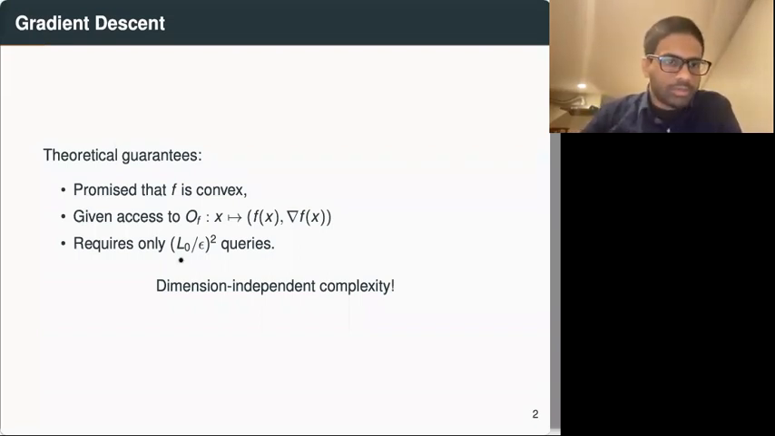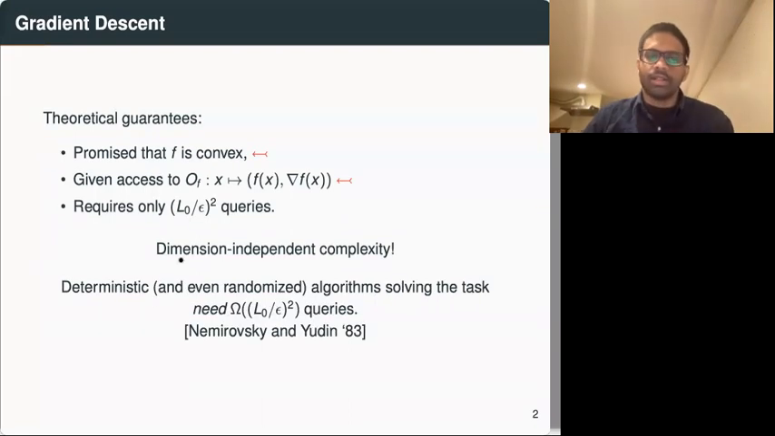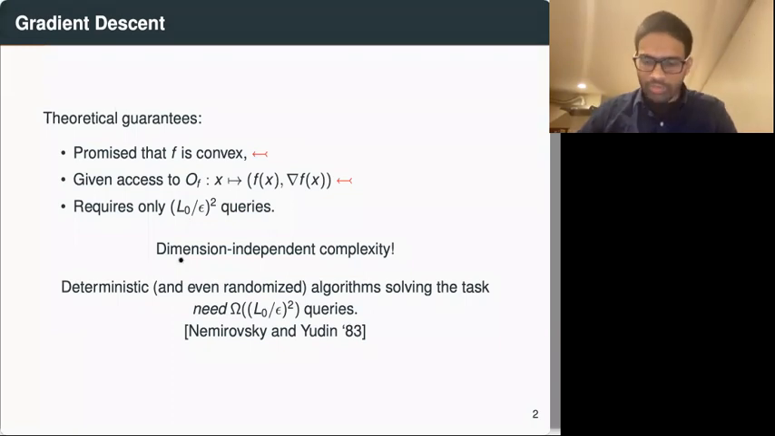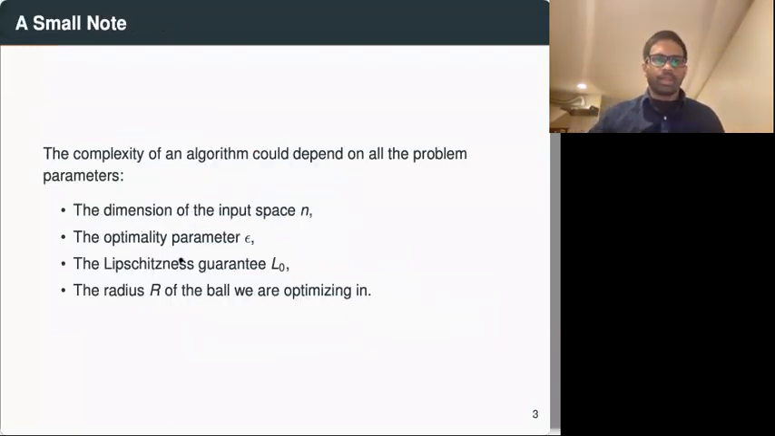So for now, what I want to say about gradient descent is that it's known to be optimal among deterministic and even randomized algorithms for decades now. So it's a very good dimension independent algorithm, and you can't do better with deterministic or randomized algorithms. Now, before I continue and talk more about the complexity of this task, let's just make a few observations about this task.